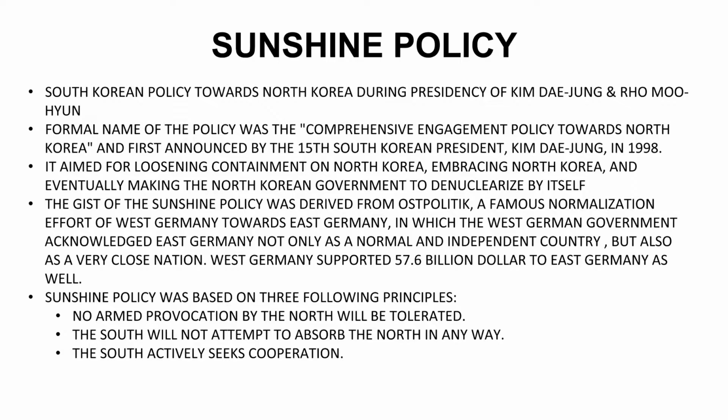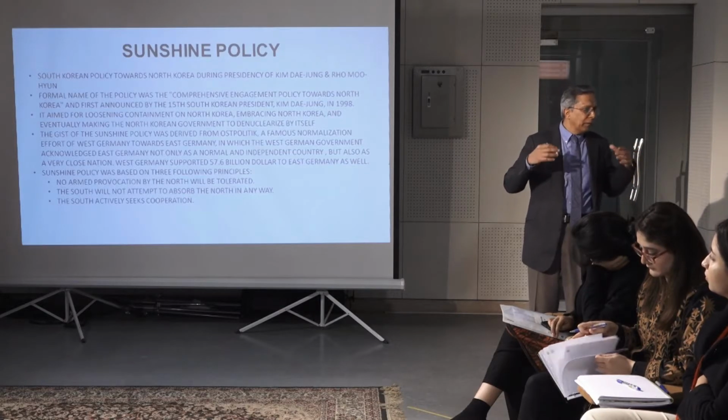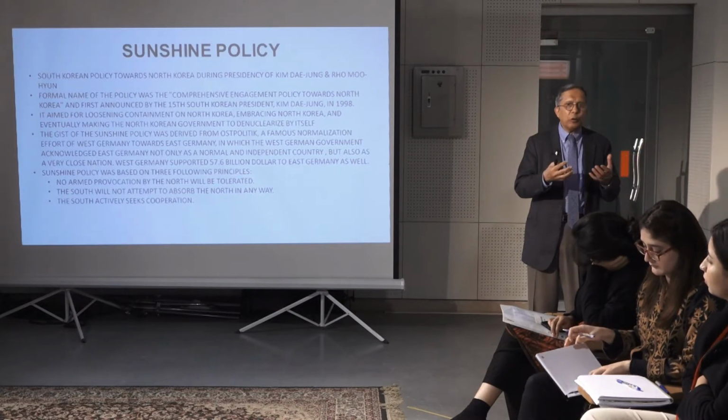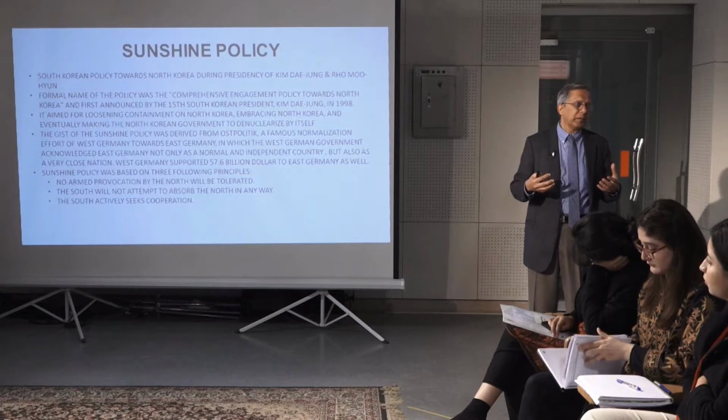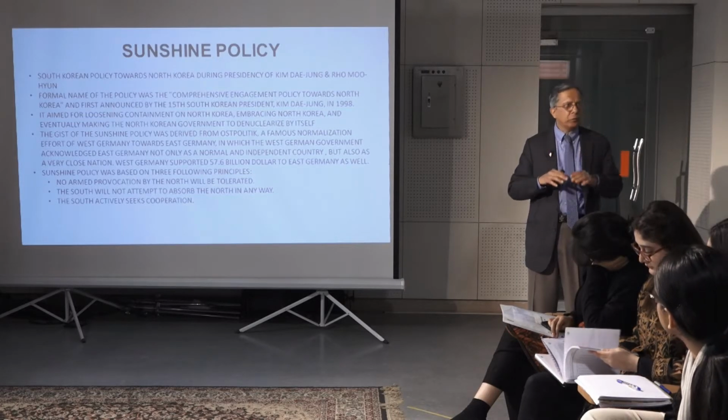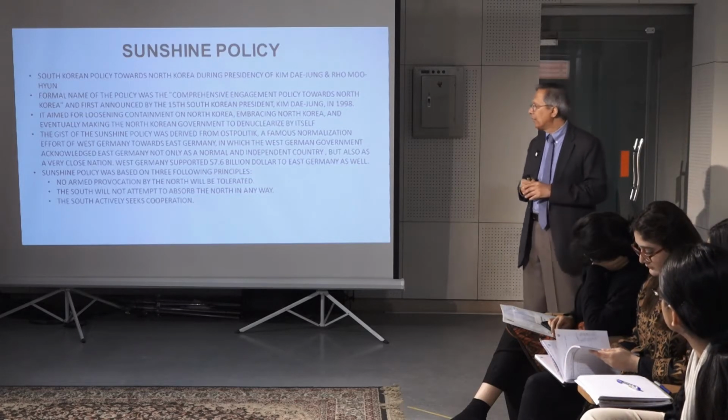So the Sunshine Policy was based on the following principles: no armed provocation by the North will be tolerated. So don't provoke us, but otherwise the South will not attempt to absorb the North in any way. The South actively seeks cooperation. So this was the policy. This is 1998. Towards the end of the 20th century, the South Korean presidents made an attempt to bring normalcy to their relationship, to reduce the tensions. Okay. Next, please.